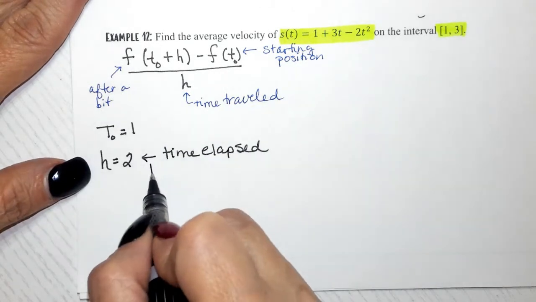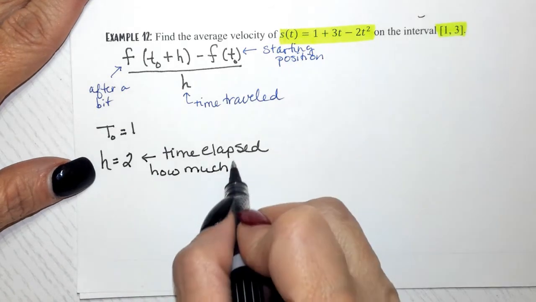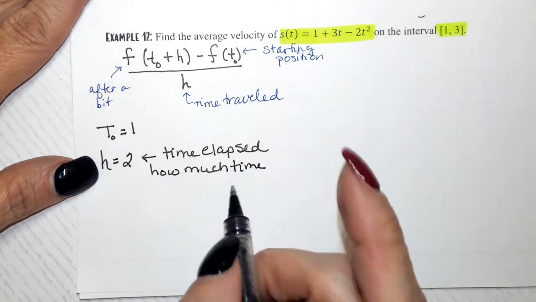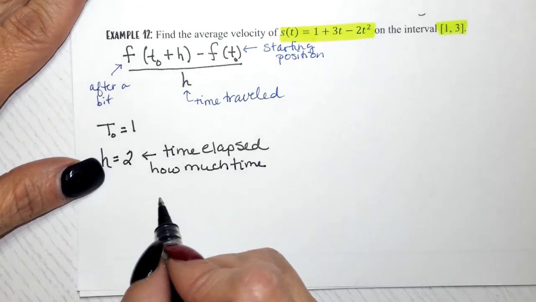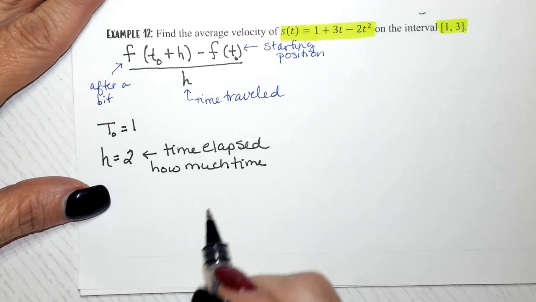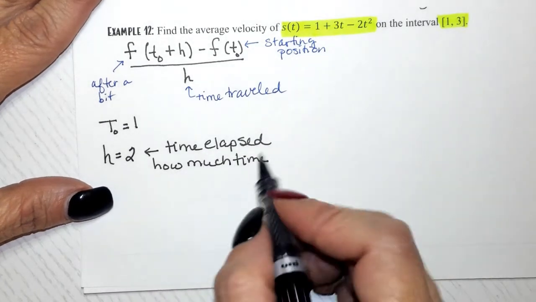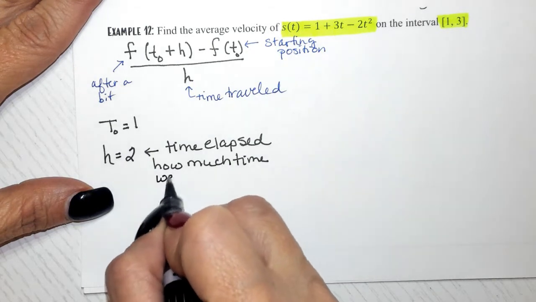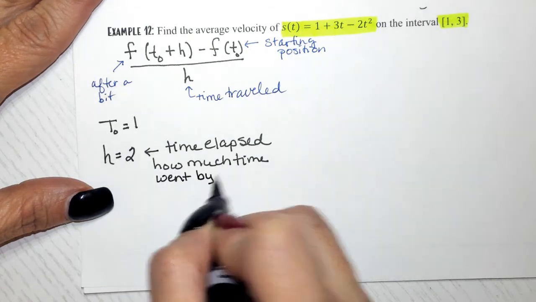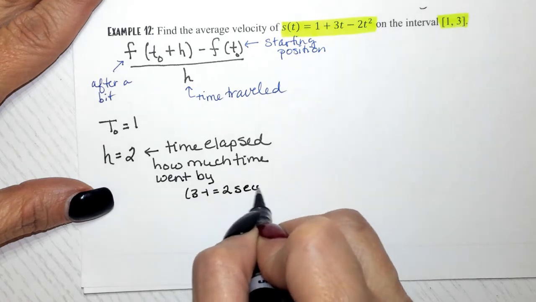Okay. Let's put this here. This was probably the hardest part when I was learning this the first time, trying to figure out what h was. I had to really teach myself that it's the elapsed time when you're doing velocity. Time elapsed. How much time went by? So this is 3 minus 1, which is 2 seconds in this scenario.